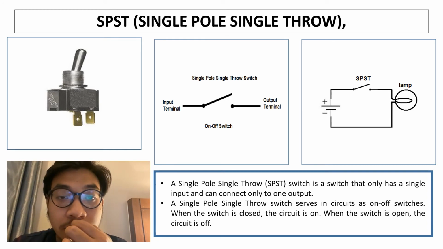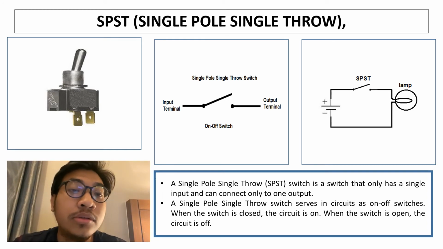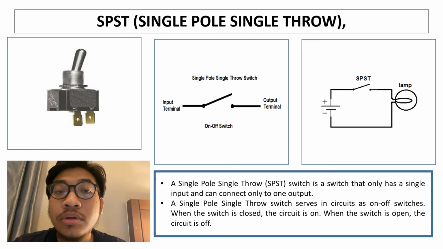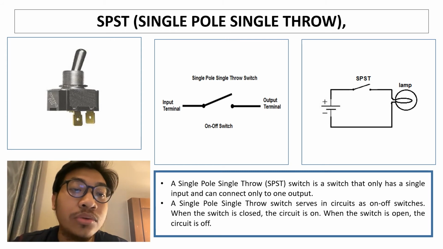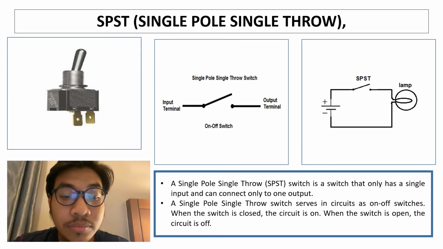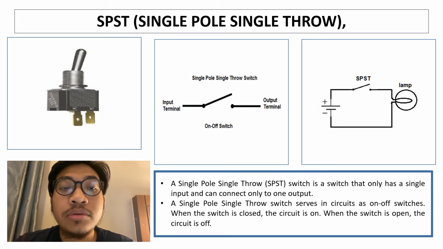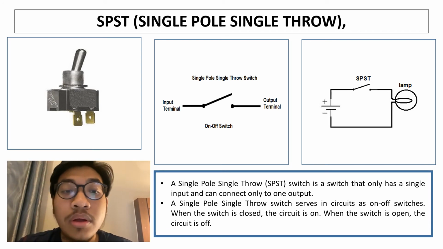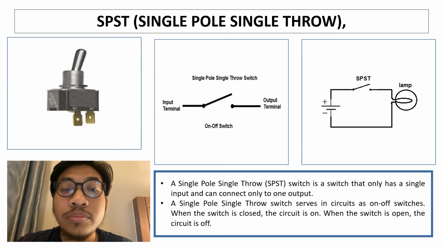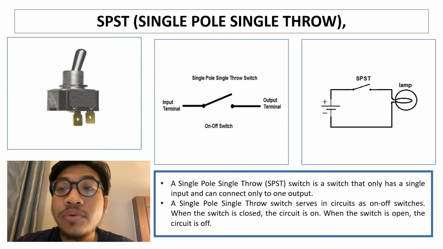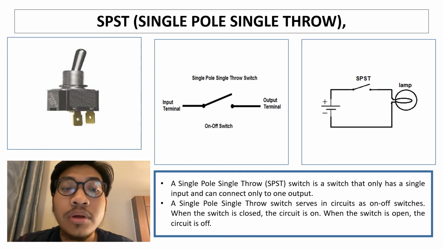You can see the single pole single throw circuit, the diagram there. So when the single pole single throw is closed, the circuit is closed, and light from the lamp will switch on. When the single pole single throw is open, the light from the lamp goes out and the circuit is off.